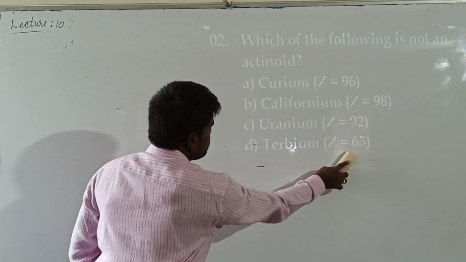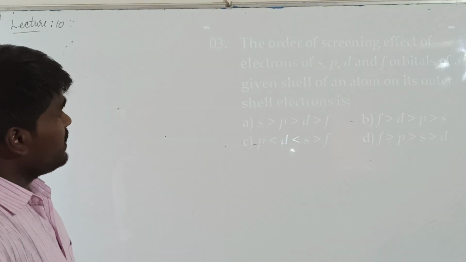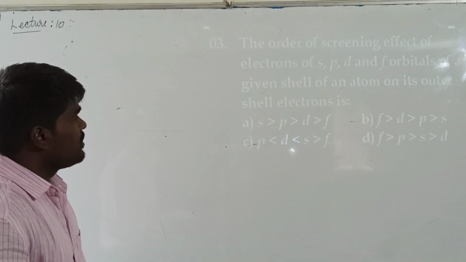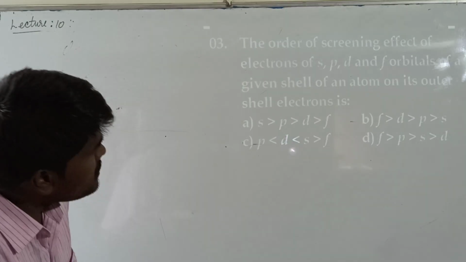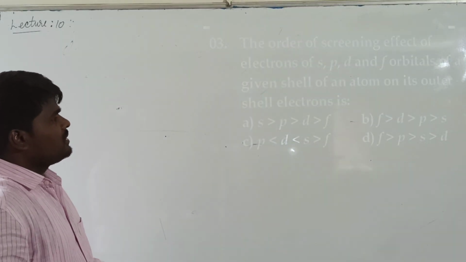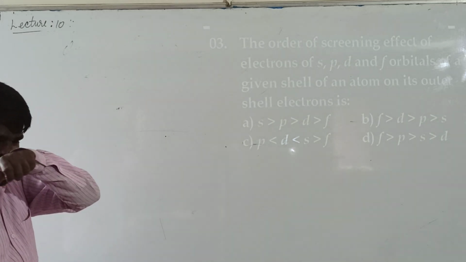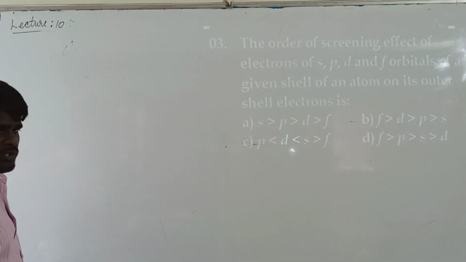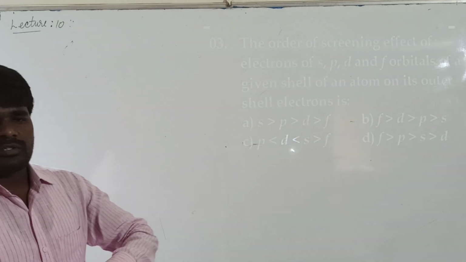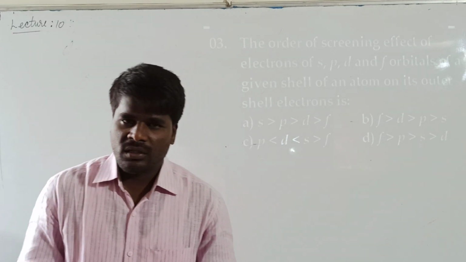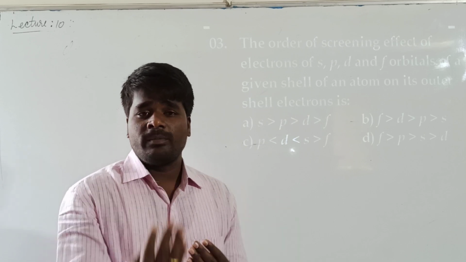We'll move to the next question. Here comes our next question. The order of screening effect of electrons of s, p, d and f orbitals of a given shell of an atom on its outermost shell electrons is. It is asking us the screening order. As we already discussed, the screening order depends upon the shape of the orbital. If the shape is more symmetrical, more screening. If the shape is more diffuse, the screening will be less.